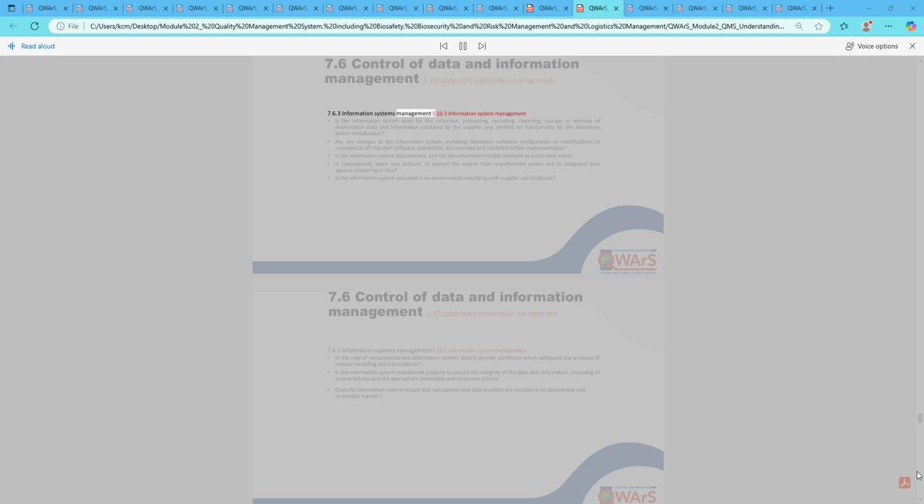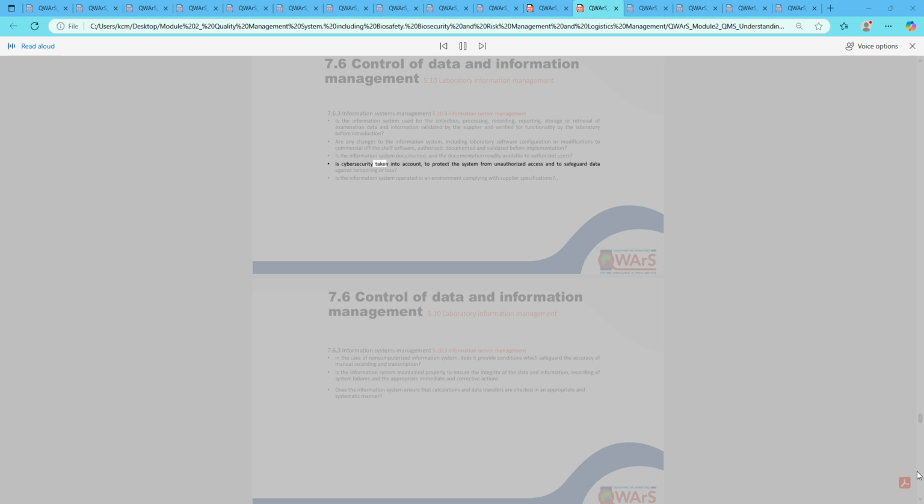7.6.3 Information Systems Management. 5.10.3 Information System Management. Is the information system used for the collection, processing, recording, reporting, storage, or retrieval of examination data and information validated by the supplier and verified for functionality by the laboratory before introduction? Are any changes to the information system, including laboratory software configuration or modifications to commercial off-the-shelf software, authorized, documented, and validated before implementation? Is the information system documented and the documentation readily available to authorized users?